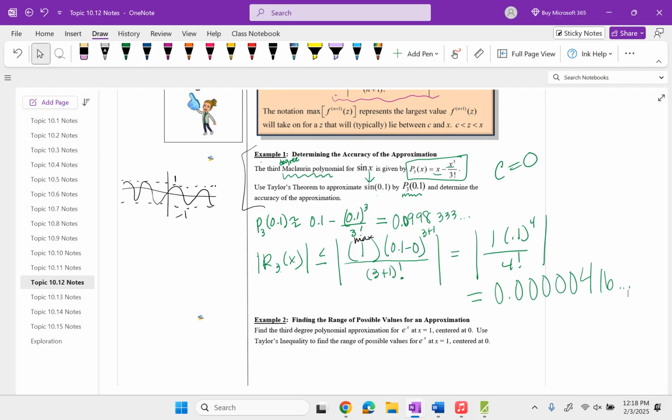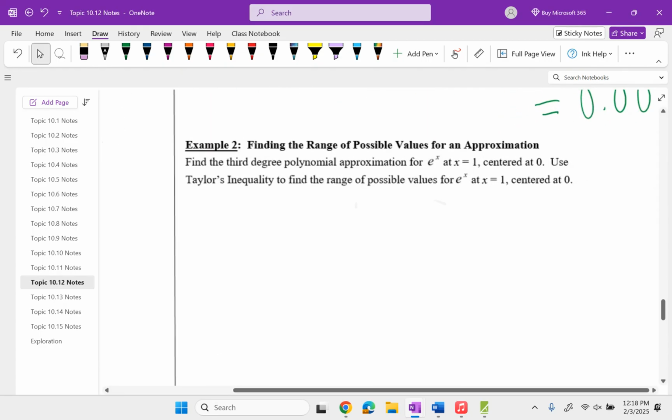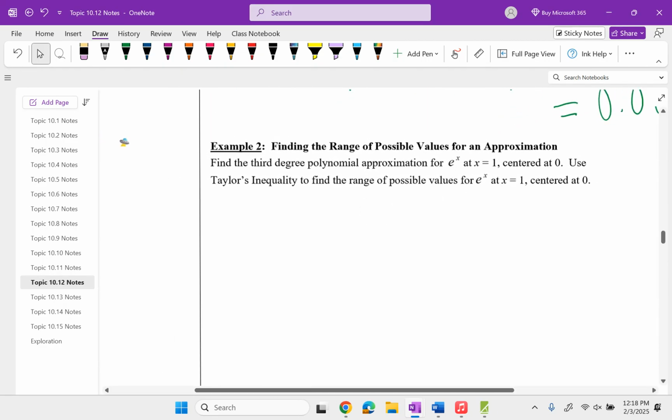All right, so that's it. That's all we're going to do, is just calculate the error, okay? So we're going to try this again in example 2. They're asking me to do something slightly different. So I want you to read example 2, okay?